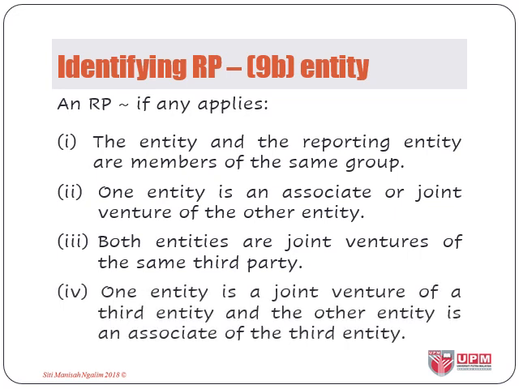Fourth, one entity is a joint venture of a third entity, and the other entity is an associate of the third entity. In other words, if my entity has an associate and a joint venture, they are related parties to each other.